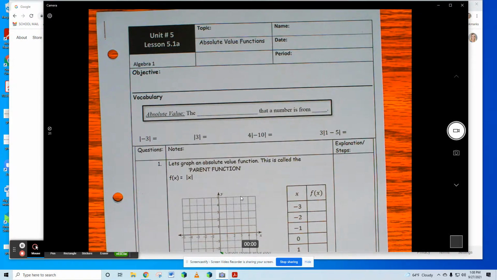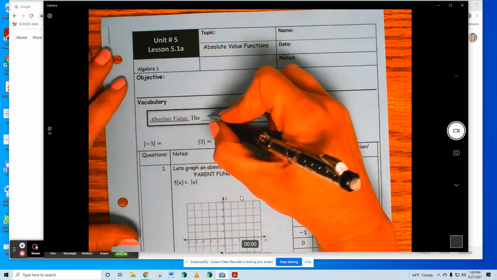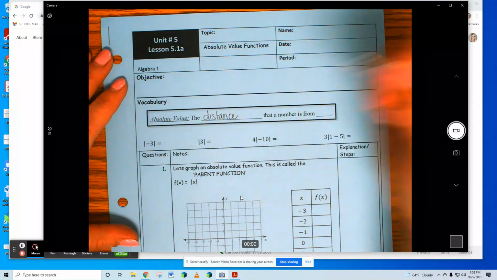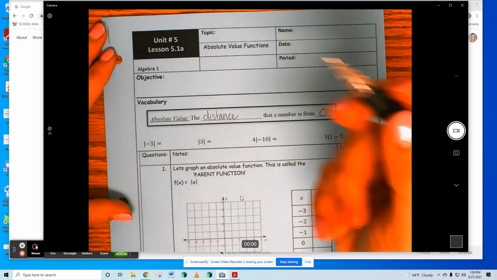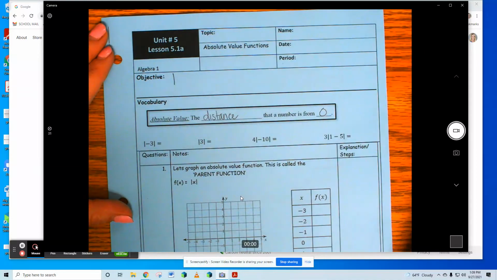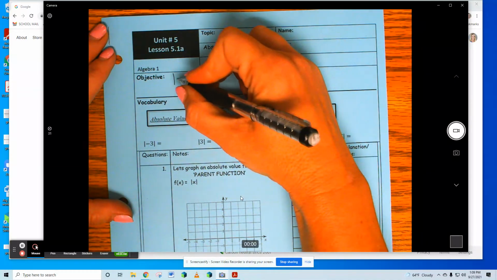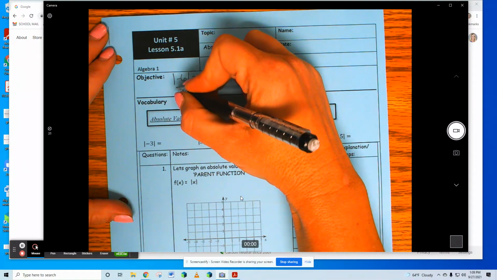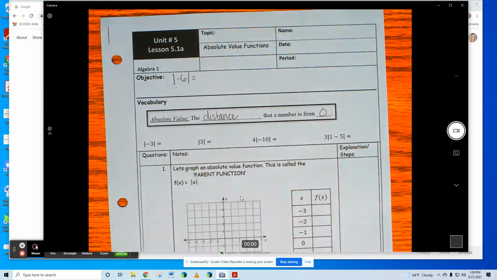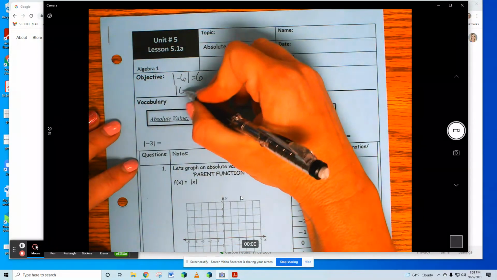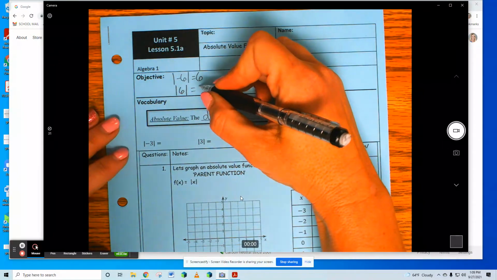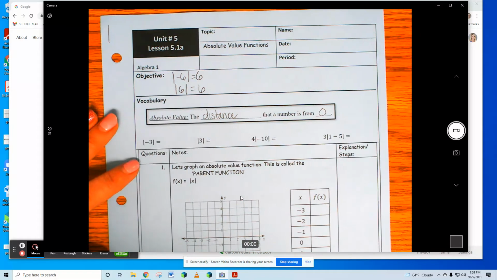So in the objective space, I have some that I want to try. The absolute value is the distance that a number is from 0. So here's some samples that I want to try. The absolute value of negative 6. How far away from 0 is negative 6? Just 6, right? Okay. Then what's the absolute value of positive 6? 6. Just 6. So I'm counting in positives.